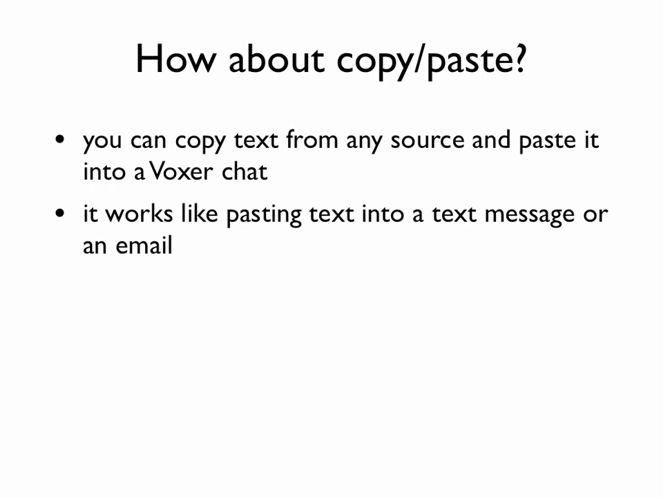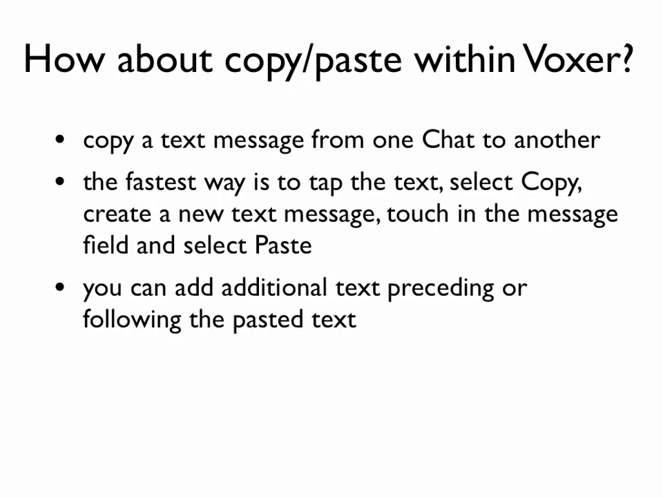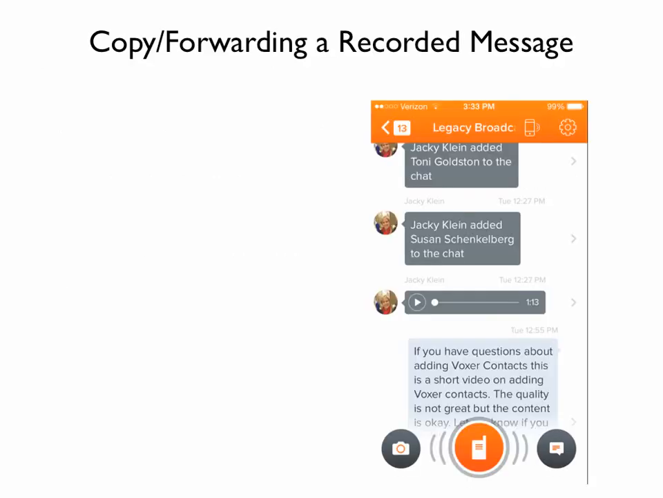Well, how about copy and paste? You can copy text from any source and paste it. It works just like a text message or an email, Word, whatever. Copy and paste. So how about copy and paste within Voxer? Of course you can. You can copy a message from one chat to another. The fastest way is to tap the text, select copy, create a new message going to someone else, touch in the message field, and do paste. It works just like sending a text message. And of course you can add additional text preceding or following the pasted text.